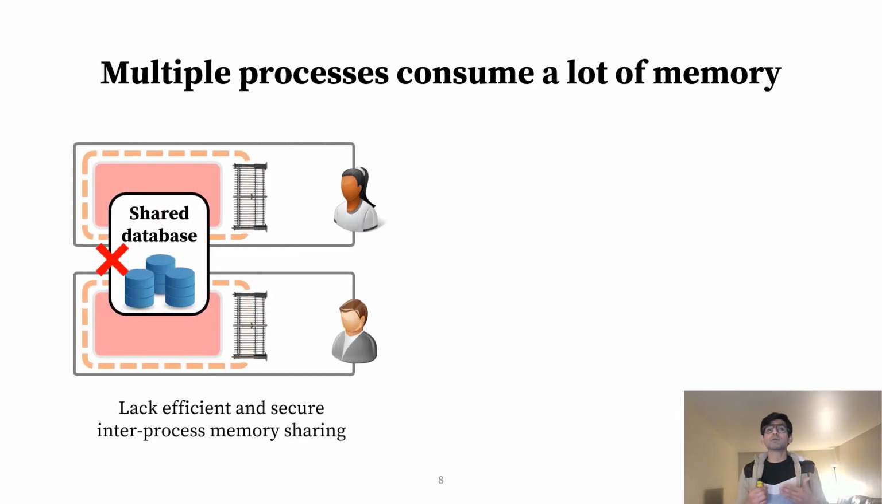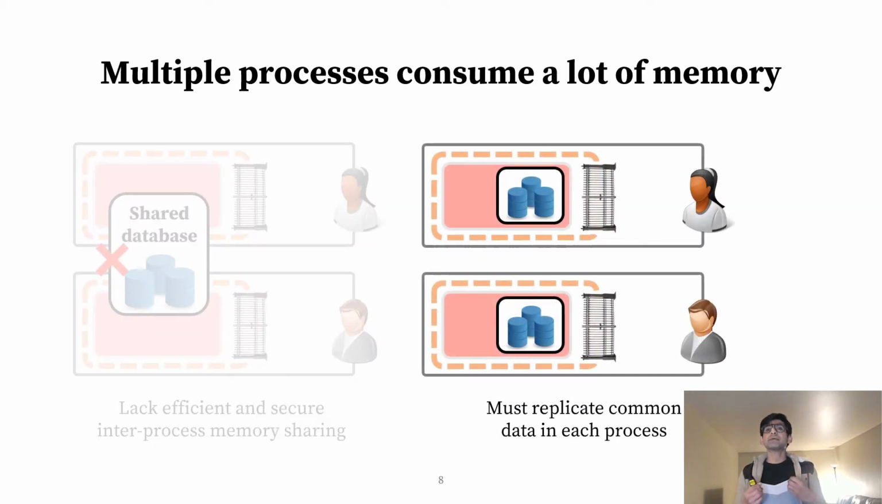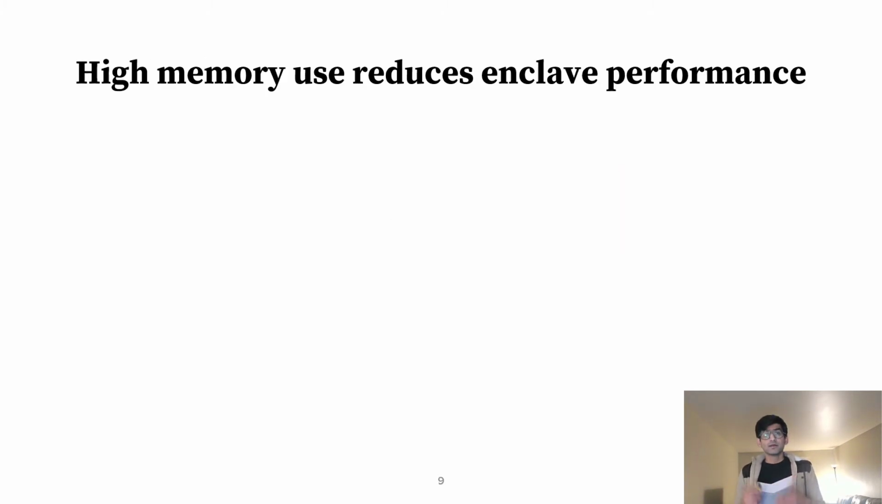However, multiple processes consume a lot of memory. So for example, let's say you run multiple processes to serve every single client. Now you can't really efficiently or securely share memory between these processes. So what you must do is you must replicate the shared memory in each process. And consider that you have a very large database, you could end up using a significant amount of memory, because the memory must now be replicated across each process.